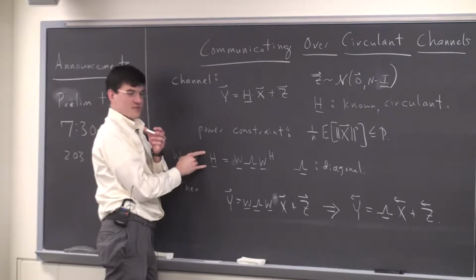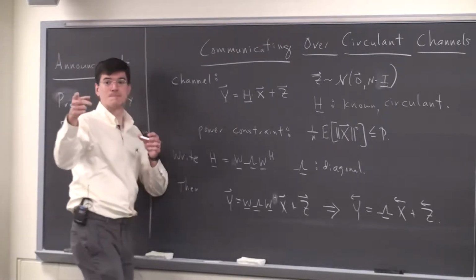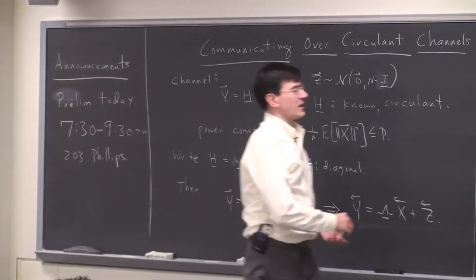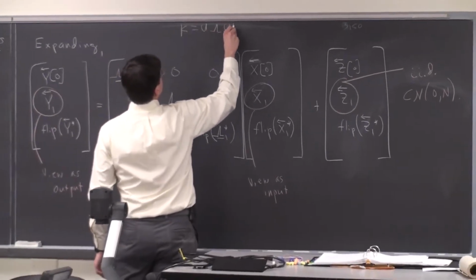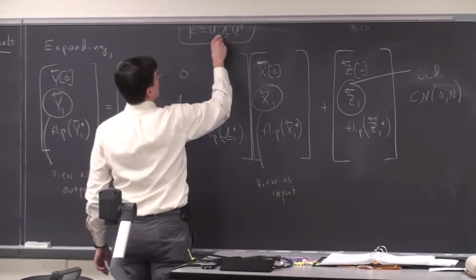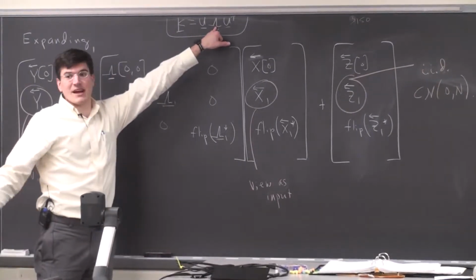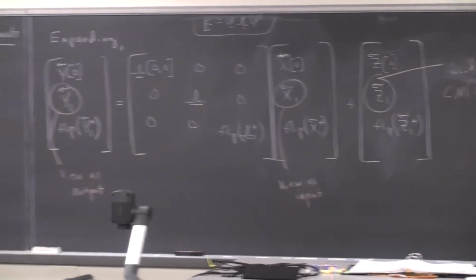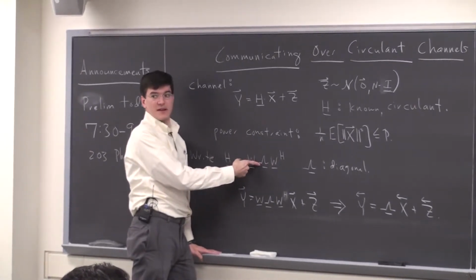What can I say about the eigenvectors of a circulant matrix? W, yeah, exactly. When we talked about positive semi-definite matrices, we had a decomposition like this, and I said the columns of U are the eigenvectors of K, and these are the corresponding eigenvalues. Same story here: the columns of W are the eigenvectors of H, and these are the corresponding eigenvalues.